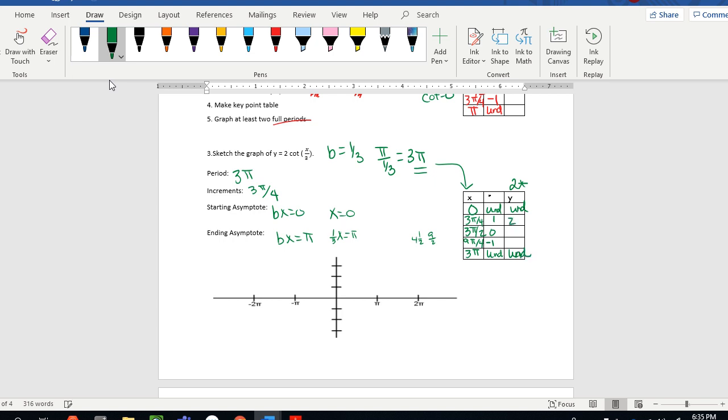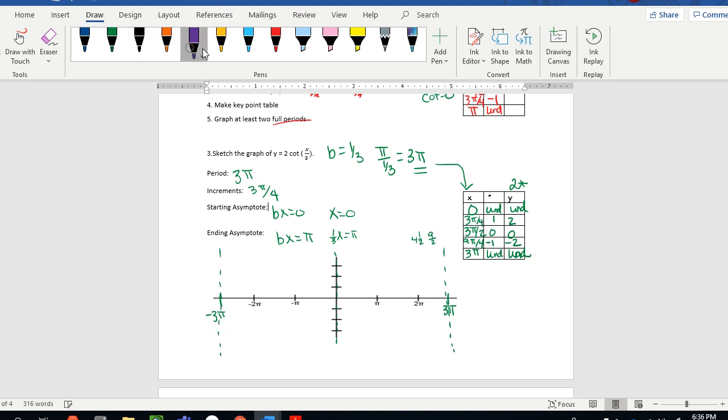Undefined times 2 times 2 times 2. All right, so now we're going to graph them. So we have undefined at 0, then undefined at 3 pi. Holy mackerel, here's 3 pi. I need another one, and negative 3 pi.